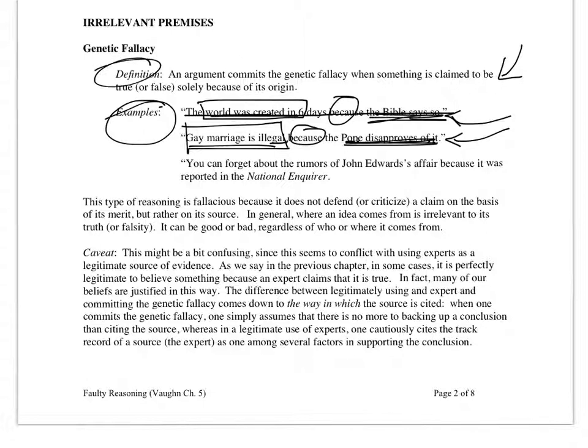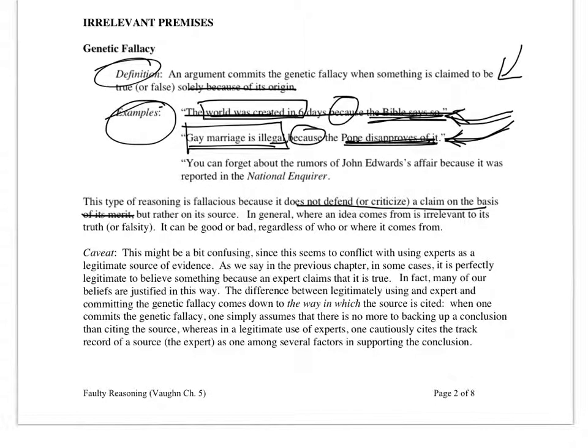And generally what's going on with the genetic fallacy is that something is claimed to be true or false solely because of its origin. The reason this is a fallacy is because it doesn't defend a claim on the basis of its merit or on independent evidence. It defends the claim simply by citing the source that supports it or doesn't support it. And that's not a good way of gathering your evidence.